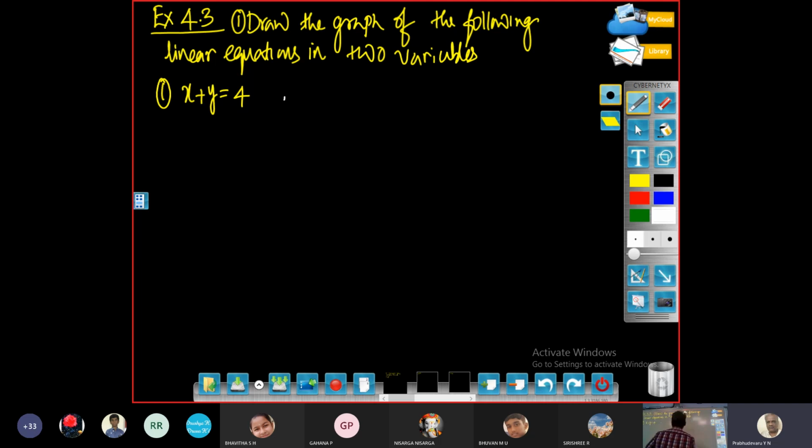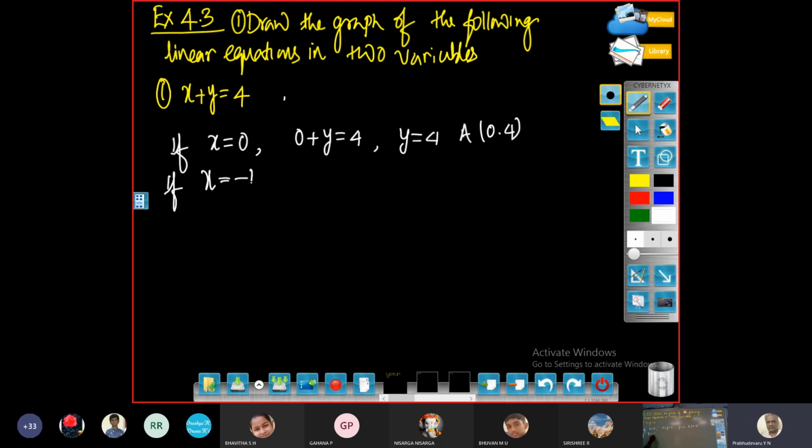So let us find out this x plus y is equal to 4. Suppose in this equation, if x is equal to 0, then what happens to y? Then 0 plus y will be equal to 4, which implies y is equal to 4. So we can write the point A as 0, 4.